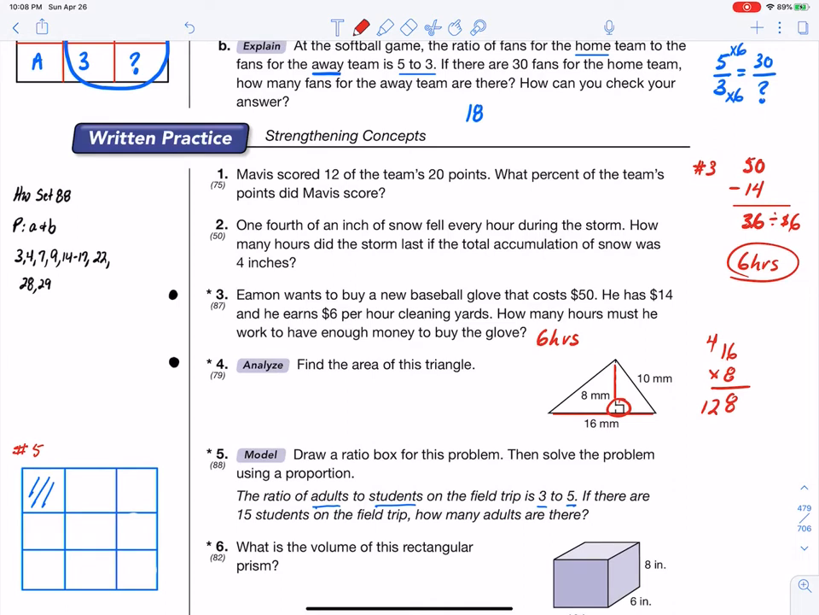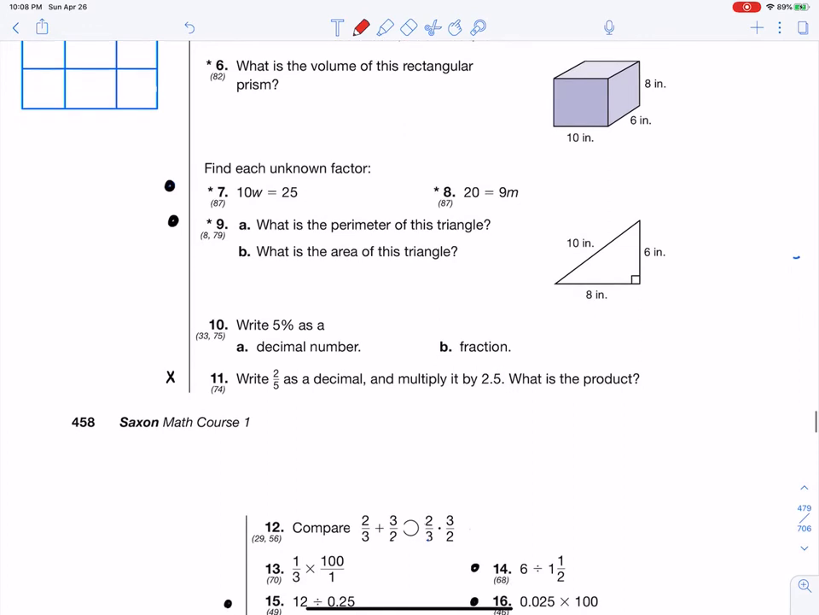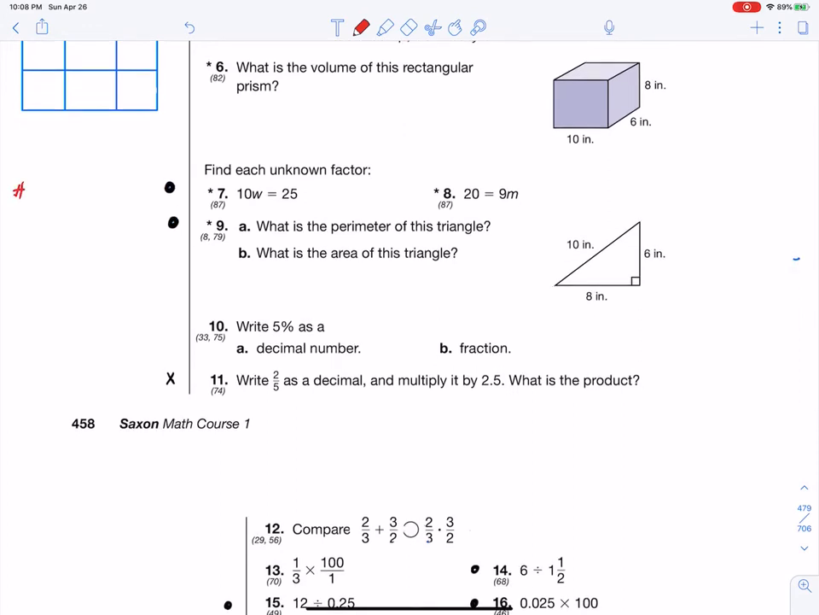Now I'm going to take 128 and divide it by 2. That ends up being 64, and my unit is millimeters squared. Got it from right there, and it's squared because it's area. Going on, number 7, I'm going to work that one over to the left.